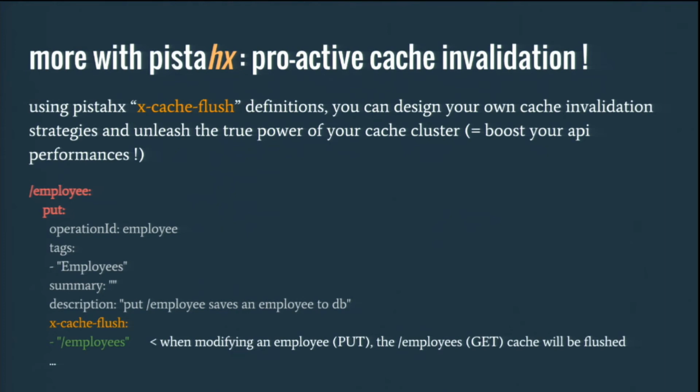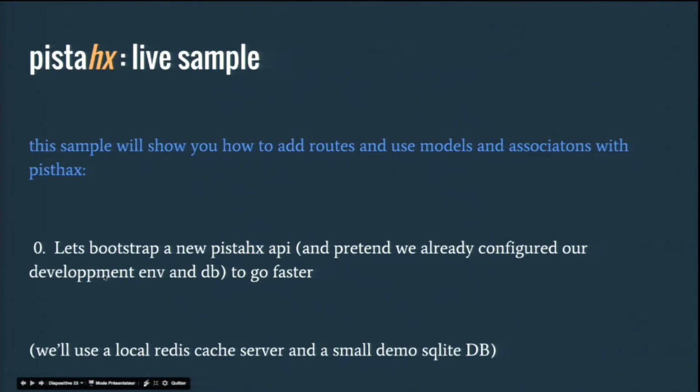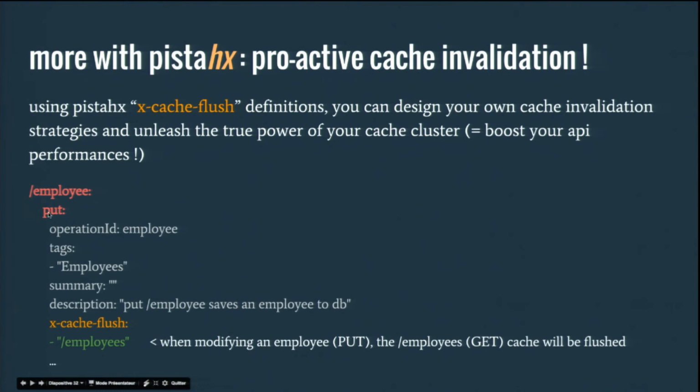So what I propose here is a simple way to do this within the YAML file. Here is an extract of the YAML file on the put route for an employee. This route will update an employee. You can define a key in the YAML file called xcacheflush, which will automatically flush the cache for other routes when a route is called. So this means when modifying an employee using the put method on your API, the cache of the employee's get route will be flushed. This is really, really helpful. And of course, it's an array, so I can define other routes. It's still work in progress, but it's a big part of the technology.